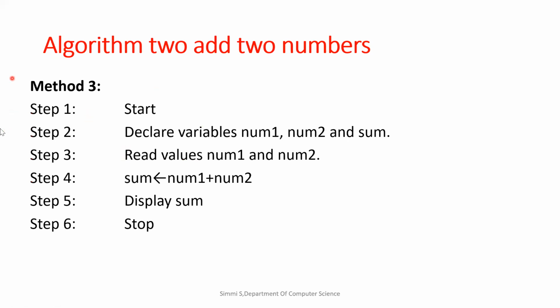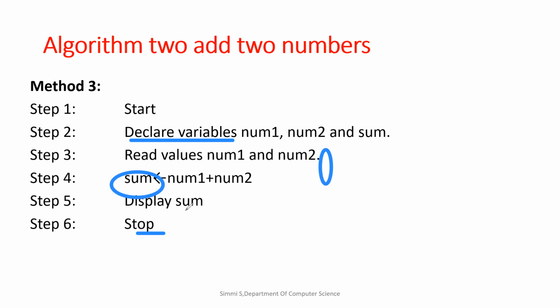As usual, it starts with the step start and ends with stop. Here we are declaring variables num1, num2 and sum. After declaring, we read values into num1 and num2. We are not specifying the values here, so it means we are reading the values during runtime. After that, we perform the addition operation and the obtained result is stored in the variable sum. Here we use the reversed arrow in order to store the result into this variable. After that, we display the value in sum: display sum, and then it ends with the stop statement.